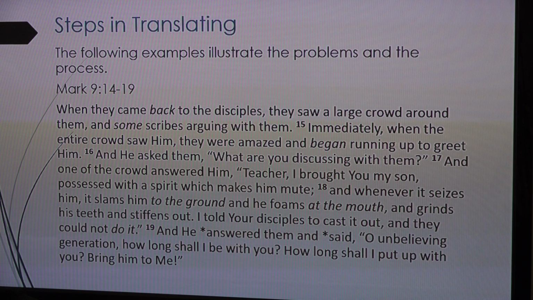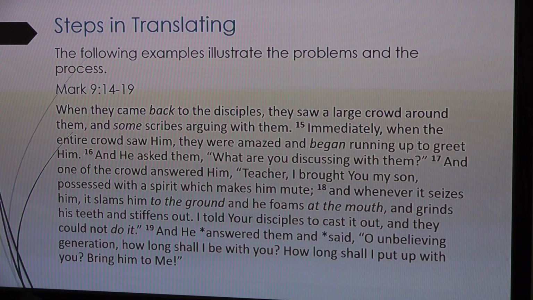And one of the crowd answered him, "Teacher, I have brought you my son, possessed with a spirit that makes him mute. And whenever it seizes him, it slams him into the ground, and he foams at the mouth and grinds his teeth and stiffens out. I told your disciples to cast it out, and they could not do it." And Jesus answered them and said, "O unbelieving generation, how long shall I be with you? How long shall I put up with you? Bring him to me."